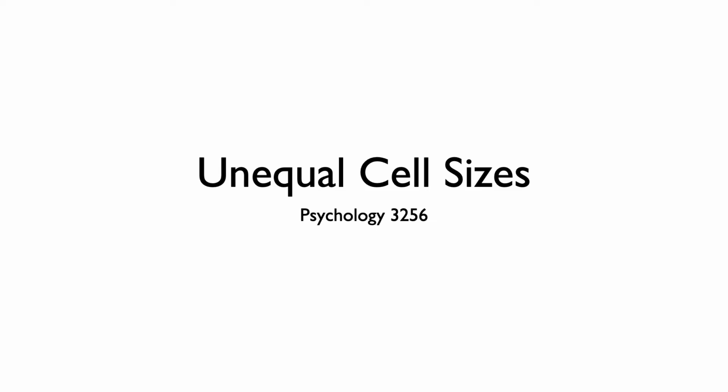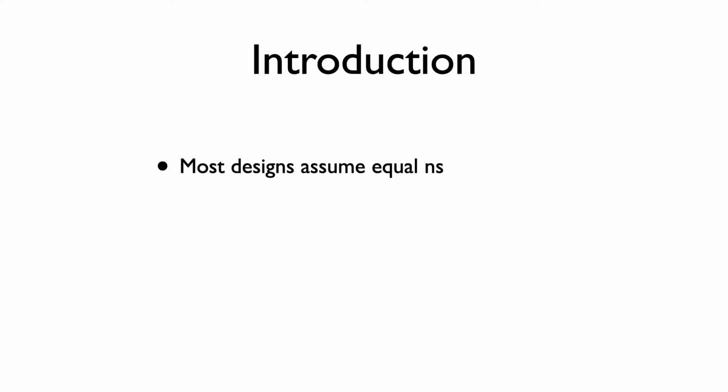Unequal cell sizes and empty cells. Okay. Most designs assume equal n's. It's just how it works. You'll note that I'm always showing you that. I don't say what's n equal here, and what's n equal here, and what's n equal here. I just say what's n. It's best if they're the same size. It makes analysis, especially post-hoc tests, a lot easier.